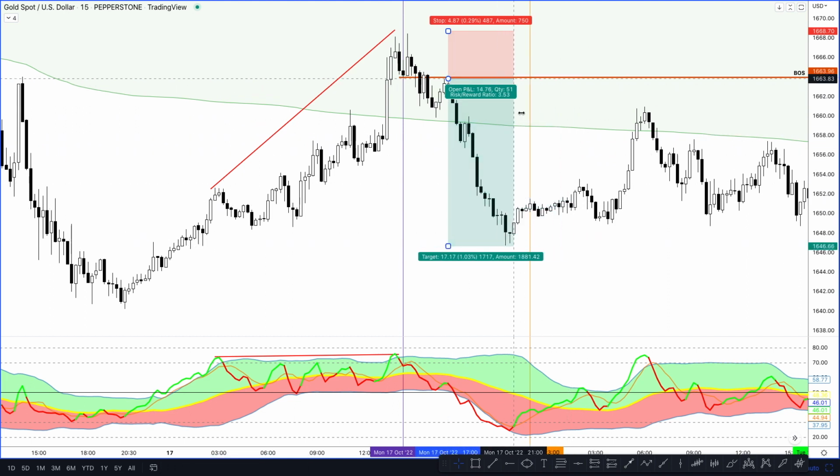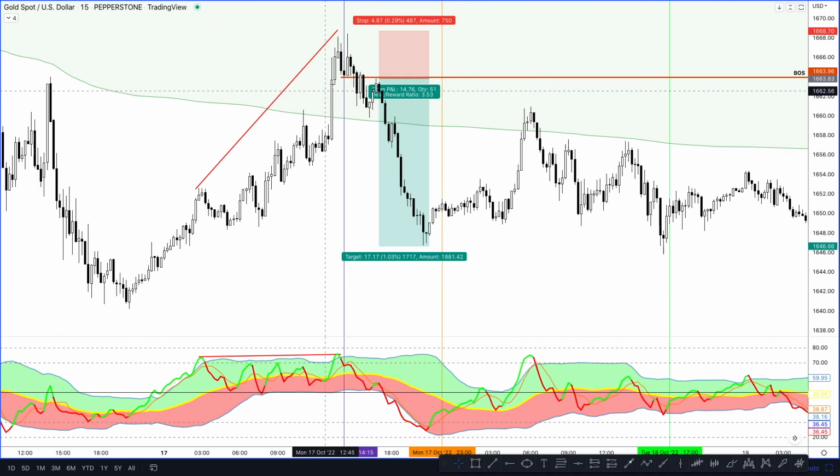So this is when you become a bit more advanced. I thought I would just throw that in there. When you become a bit more advanced, this is what you'll be looking for, these types of setups as well, just in case you do miss your first setup or something like this happens where it stops you out.